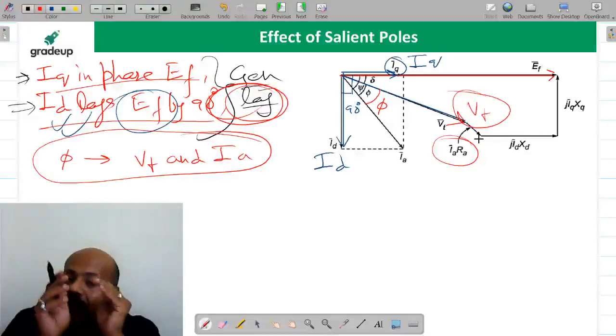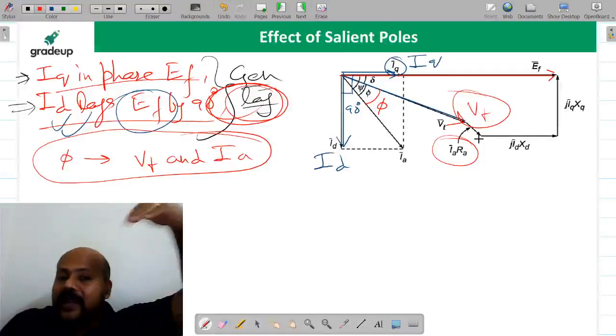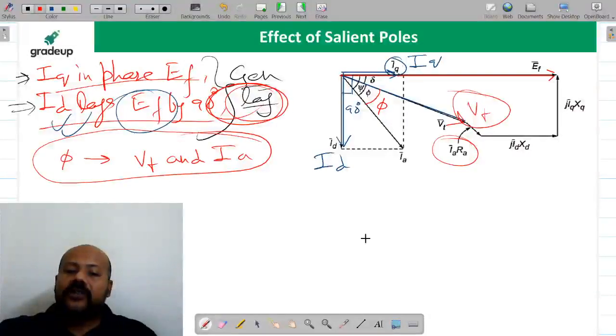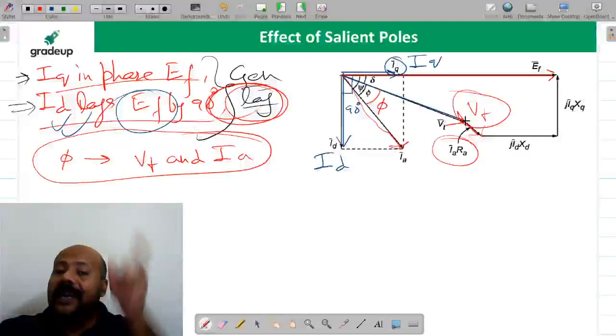Now this armature resistance drop is going to be in the direction of the armature current because it is a resistive drop. So you just draw this IARA drop parallel with this armature current. Yes or no? Now you are going to add the XD and XQ drops.